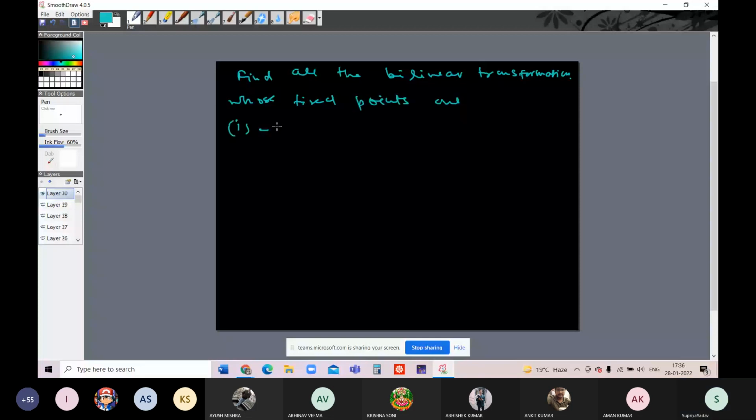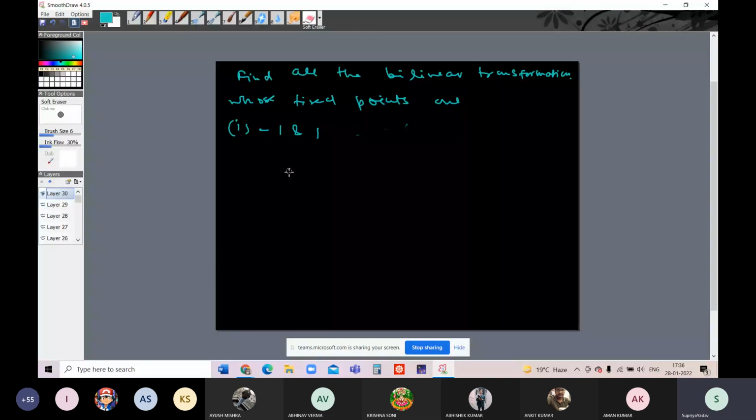Find all the bilinear transformations whose fixed points are minus 1 and 1. I will tell just one, and we will take the same for the rest. Minus 1 and 1.